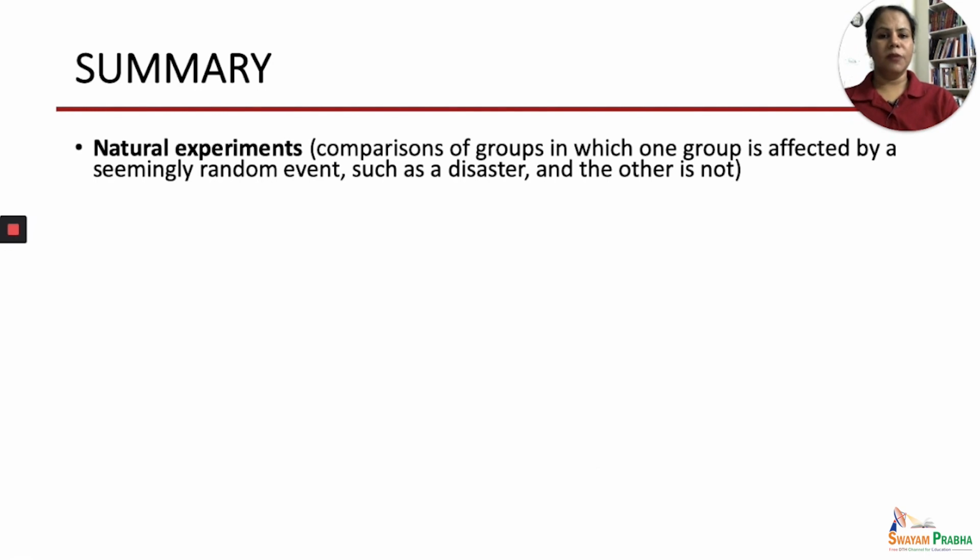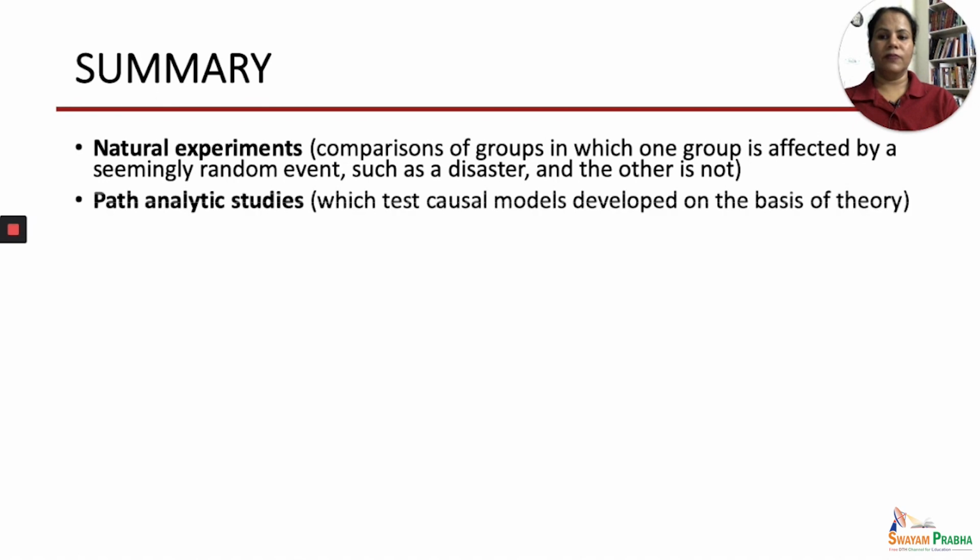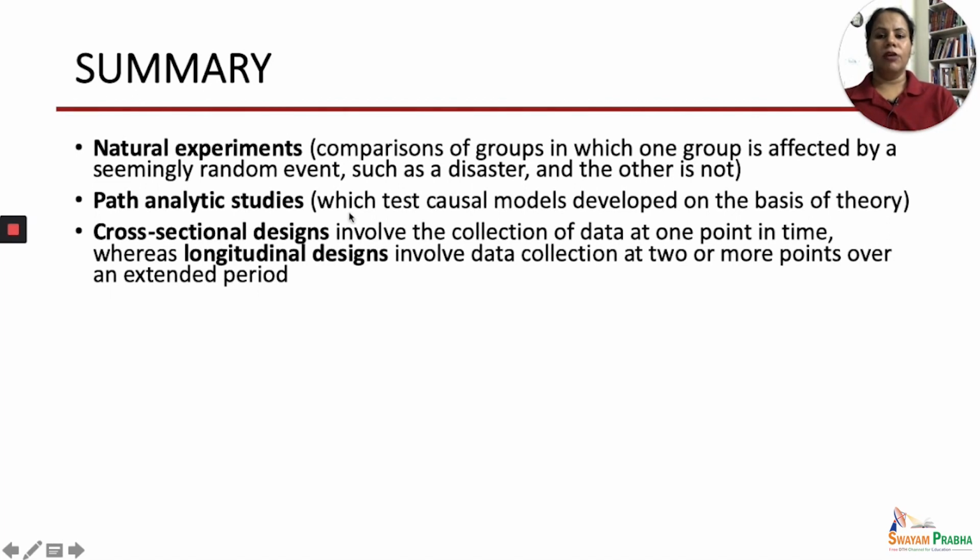Then we talked about natural experiments. Natural experiments are comparisons of groups in which one group is affected by a seemingly random event such as a disaster and the other is not, and then we try to find out how that particular event or disaster might have caused changes in the health outcomes of those people. Another is the path analytic study, where we test causal models which are mostly developed based upon a theory. Then cross-sectional designs involve the collection of data at one point in time, whereas longitudinal designs involve data collection at two or more points over an extended period.